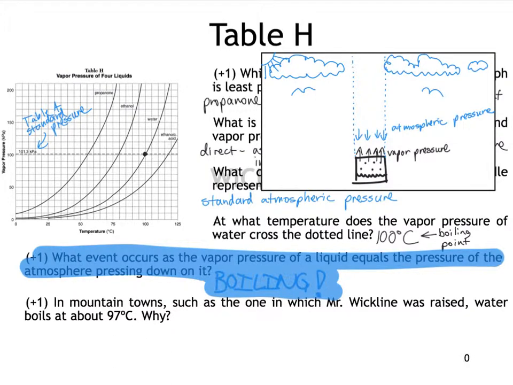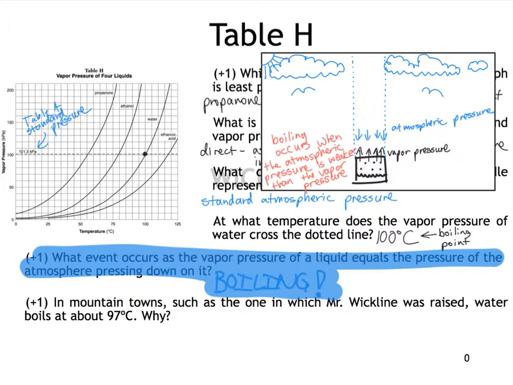Boiling will only occur when these vapor pressures can equal or exceed the atmospheric pressure. So there you have it. When the vapor pressure is larger than the atmospheric pressure, you will get boiling.